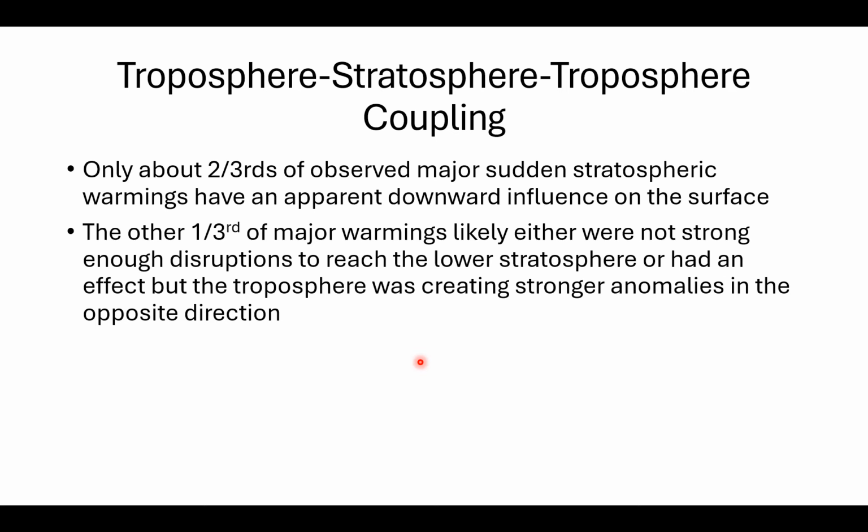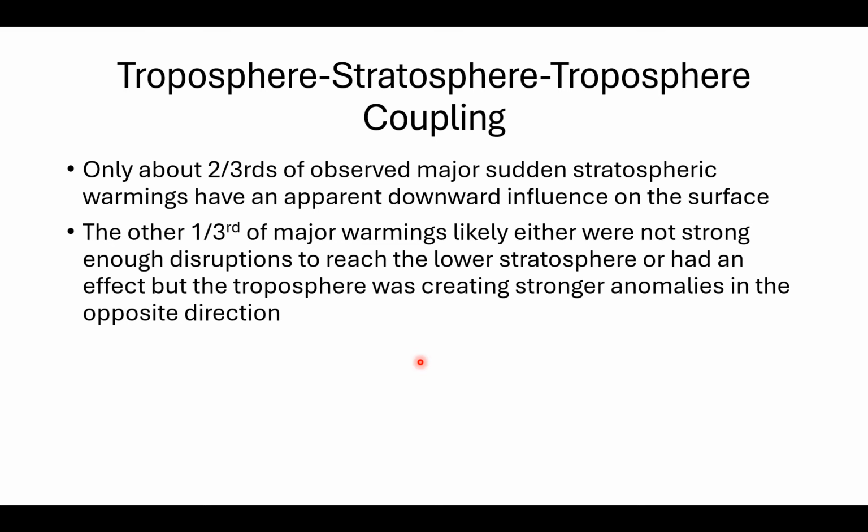And oh, by the way, only about two-thirds of observed major sudden stratospheric warmings have an apparent downward influence on the surface. The other one-third of the major warmings likely either were not strong enough disruptions to reach the lower stratosphere, or had an effect but the troposphere was creating stronger anomalies in the opposite direction.